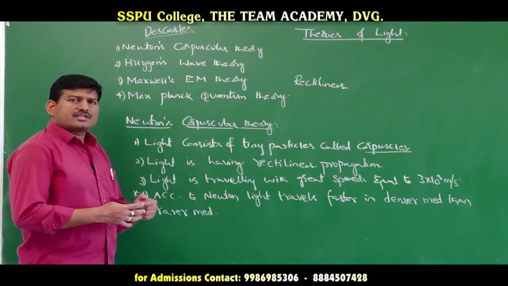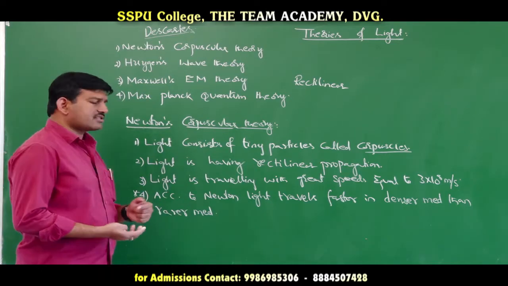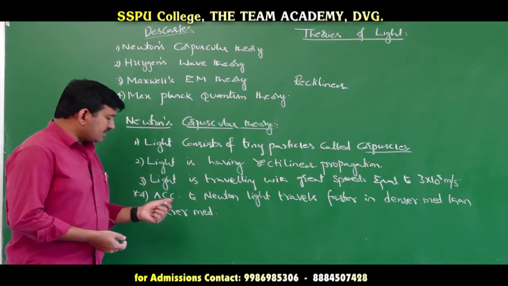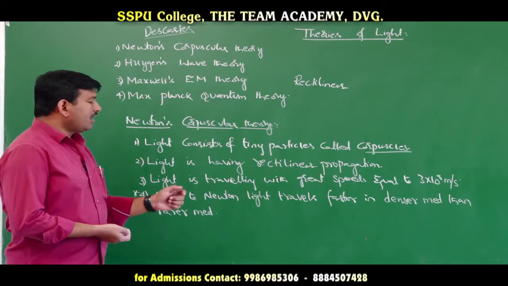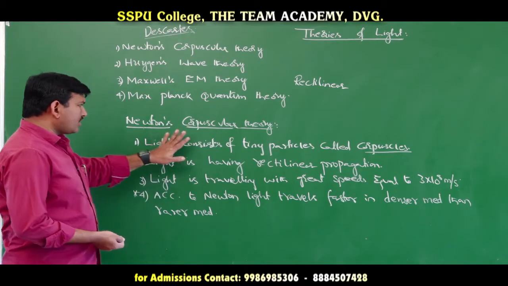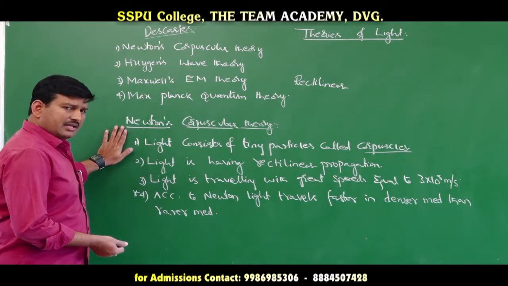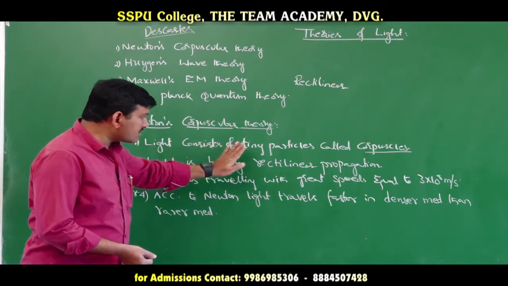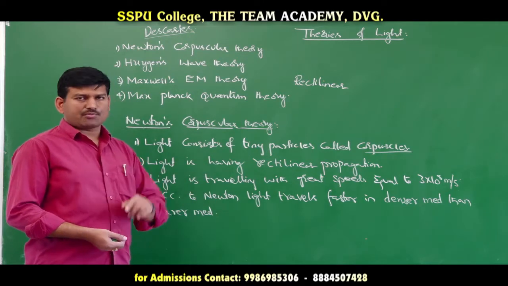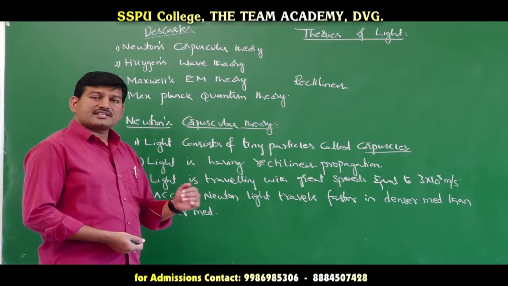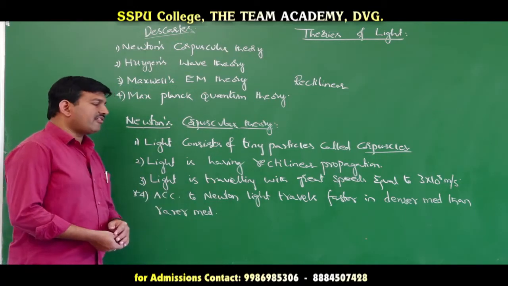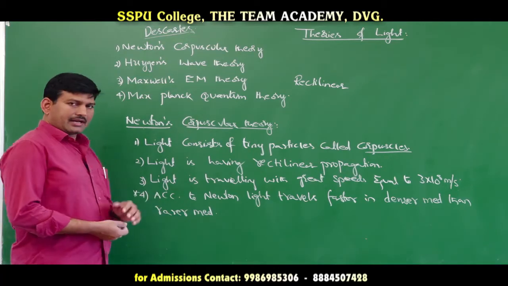So, in that context, he thought that even light also travels faster in the denser medium than in rarer medium. And he even gave some explanation for why light travels faster in denser medium. I will tell you later. So, what are the hypotheses of Newton? Light consists of tiny particles called what? Corpuscles. And light has rectilinear propagation, that means straight line propagation. Light travels with great speed equal to 3 into 10 power 8 meter per second, and according to Newton, light travels faster in denser medium than in rarer medium.